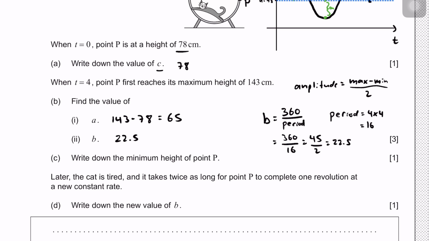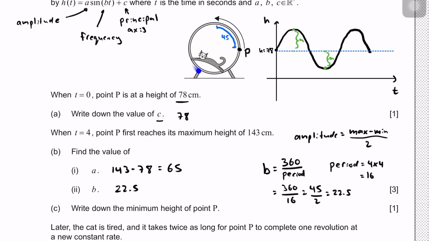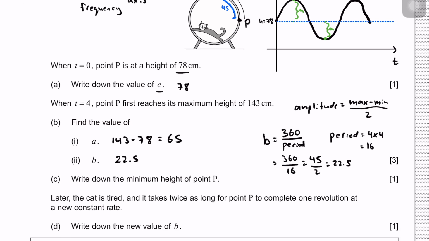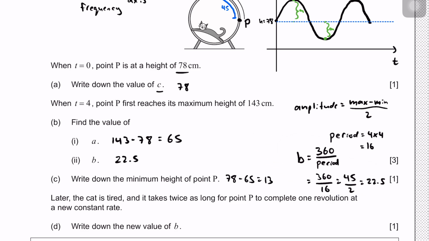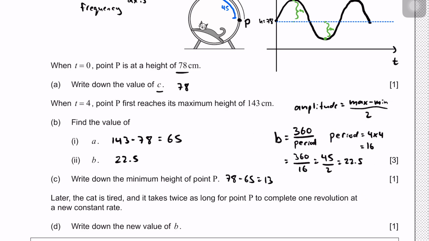Part C, write down the minimum height of point P. So the minimum would be right here. If we know this is 78, and the height of a wave is equal to 65, then to get to the minimum, it would just be 78 minus 65, which would give us 13. Okay.